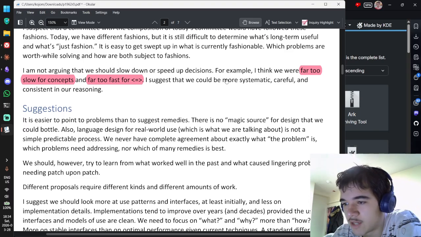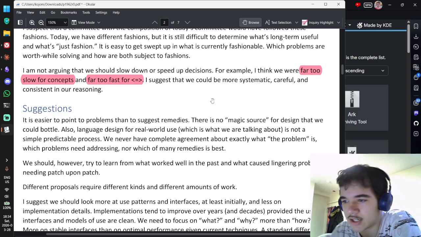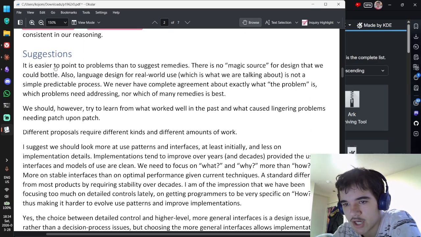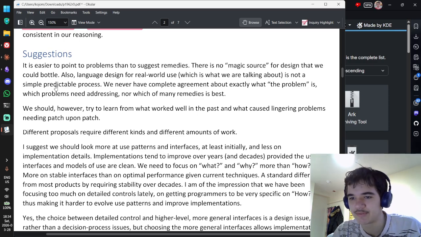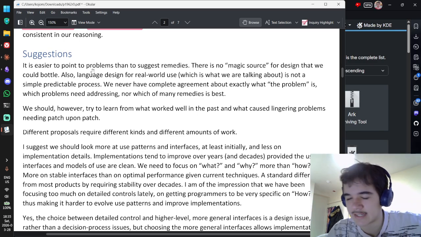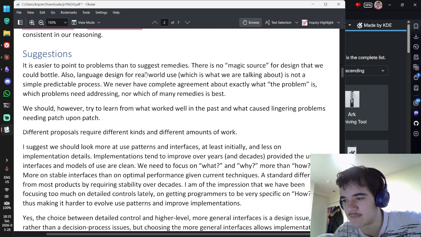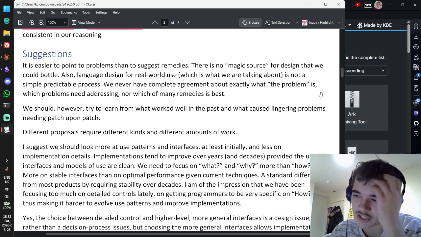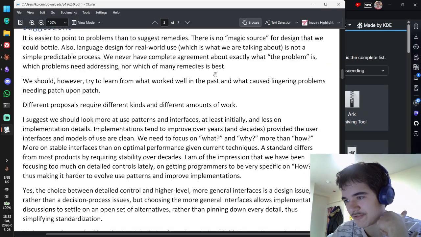I suggest we could be more systematic, careful, and consistent in our reasoning. So it is easier to point to problems than to suggest remedies. There is no magic source for design that we could bottle. Also, language design for real-world use is not a simple, predictable process. We never have complete agreement about what exactly the problem is, which problems need addressing, nor which of many remedies is best. Yeah, just addressing the problem in the first place is really difficult.